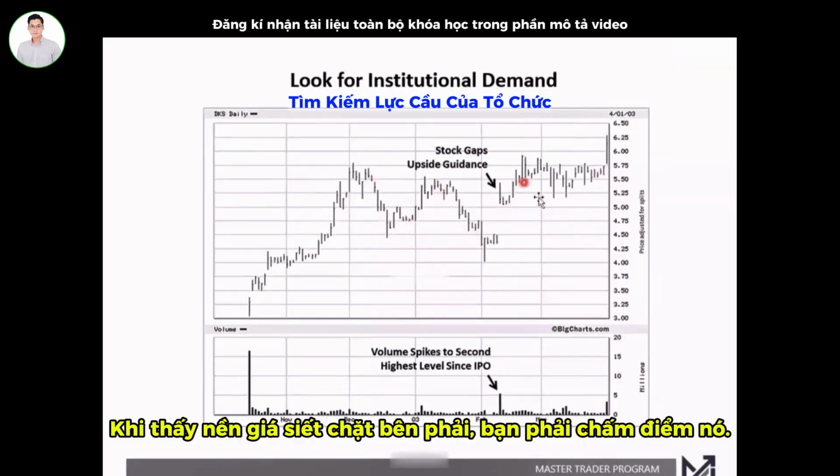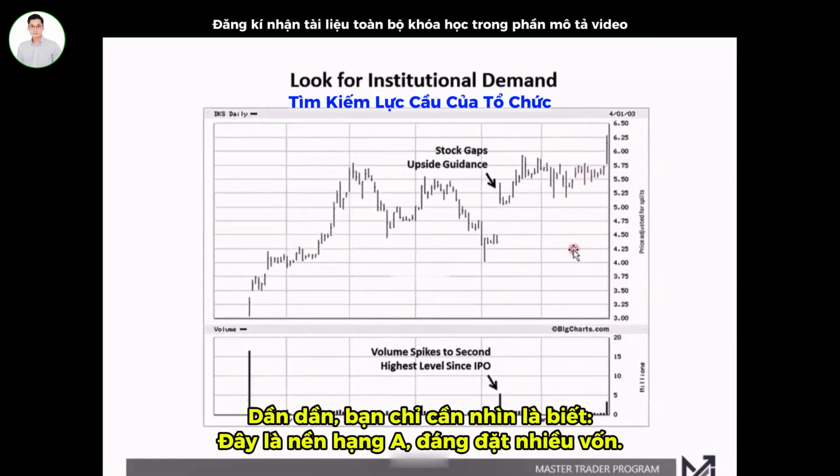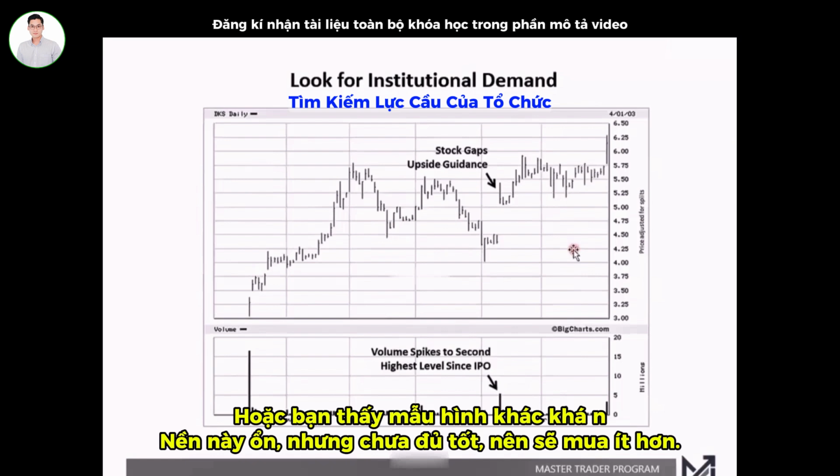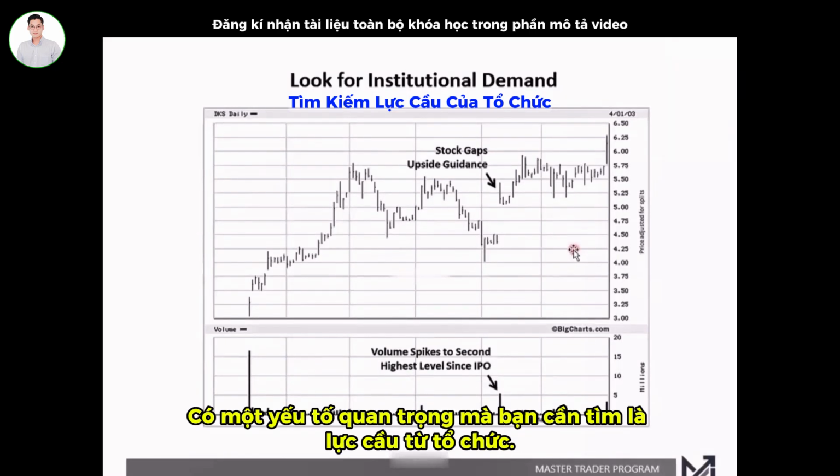So when you finally see these bases and you're getting that tightness on the right side, you want to grade the base. After a while, you're going to know, wow, this is a pair of aces. This is like a hand that I've got to push a lot of chips on. Or you're going to see another one and say, okay, this might be a pair of tens. It's not the greatest setup, doesn't have all the characteristics, but it's good enough to play, and maybe you take a smaller position. So one of the keys is to look for institutional demand.